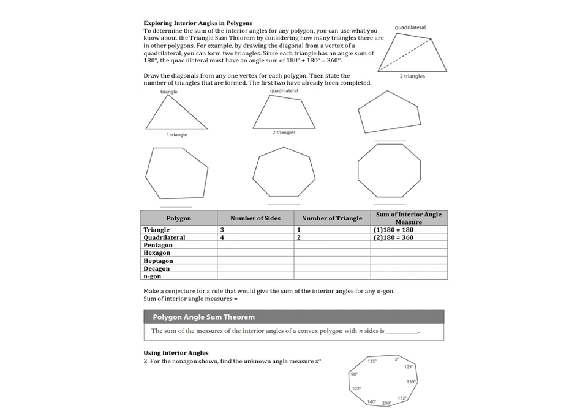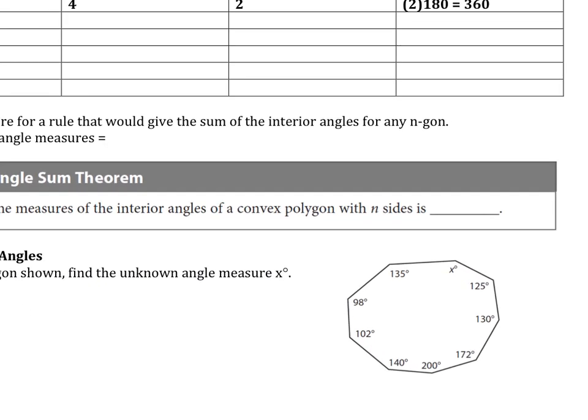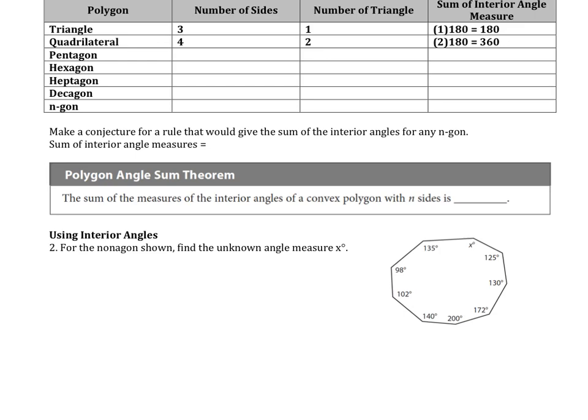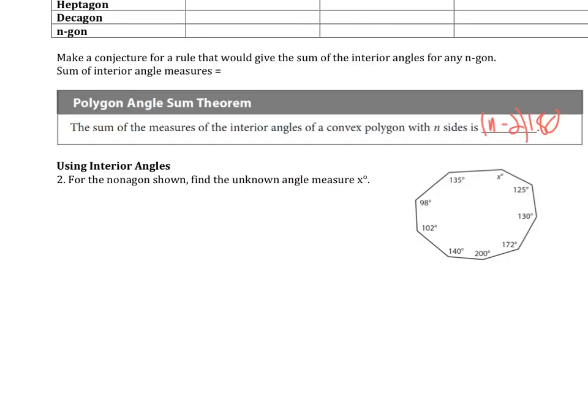Second project we did yesterday was coming up with the formula to find the sum of interior angles of any polygon. And with that, we came up with the formula n minus 2 times 180. Let's now apply that rule. So as we look at number 2 here, it says a nonagon. Nonagon means 9. If we count over here, we have 1, 2, 3, 4, 5, 6, 7, 8, 9 sides. So a nonagon is a 9-sided figure.